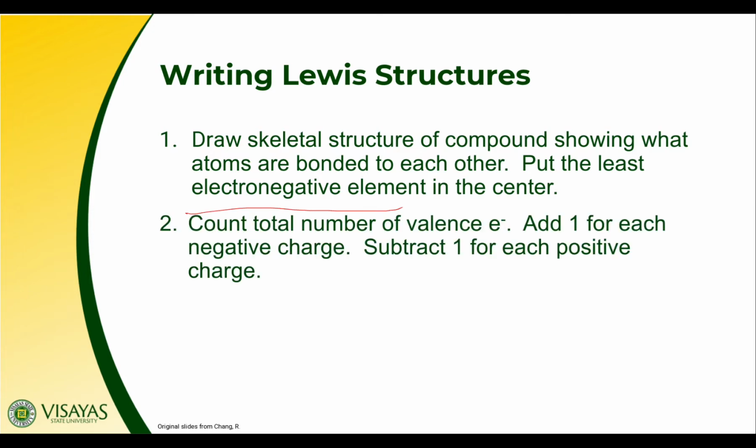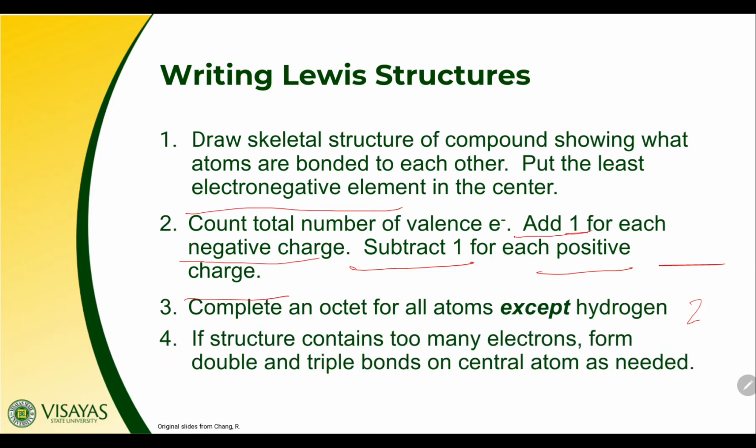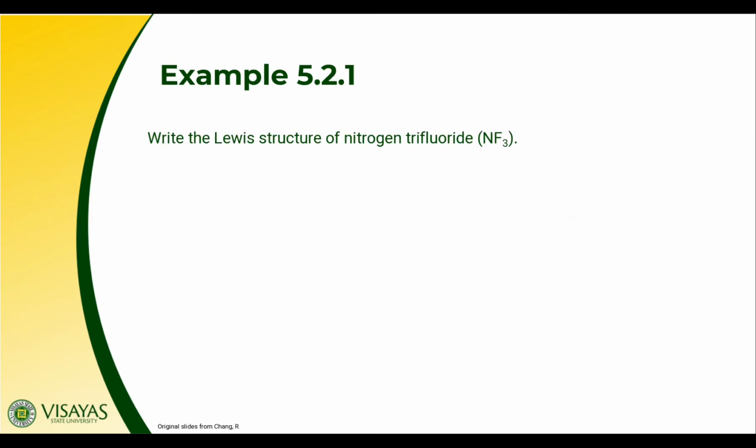Then we count the total number of valence electrons. If there is a negative charge, we will add 1 for each negative charge, and if there is positive charge, we will subtract 1 for each positive charge. Then we complete octet for all atoms except for hydrogen. For hydrogen, 2 electrons total. If structure contains too many electrons, we form double and triple bonds on central atom as needed. So we will follow these steps in writing our Lewis structures.